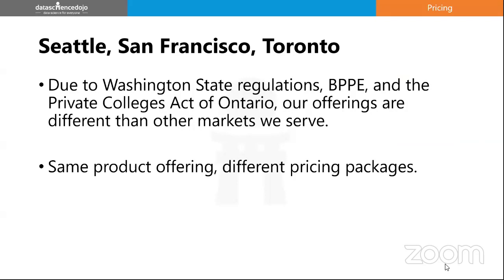And then Seattle, San Francisco, and Toronto. So these are the different locations that would have different pricing. Think of it as the same product offering, but different pricing packages. And I'll dive into that in just a little bit. But for example, for Seattle, Washington State has specific regulations. California has BPPE. And then Toronto has the Private Colleges Act of Ontario. So that's why our offerings are a little bit different than other markets we serve. Otherwise, you're looking at the same boot camp.